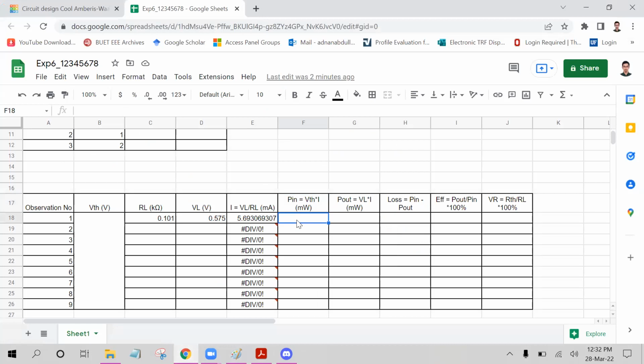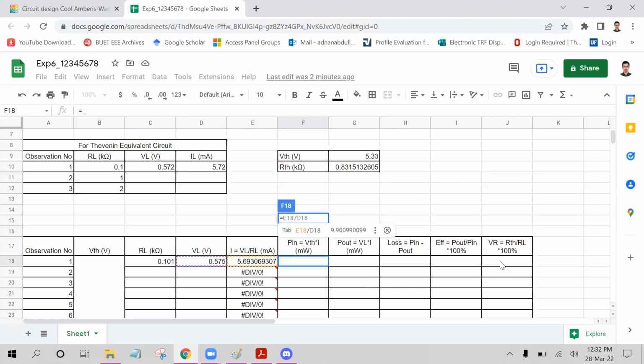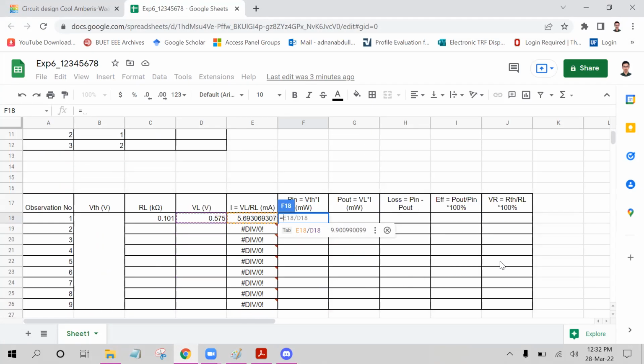Now let me write the Excel function. First put an equal sign. Then what was my Thevenin? 5.33. Okay, so I'm just manually writing 5.33 into IL. Please observe that IL will be a variable for each of your observation. So where we can find the IL? In this cell. So I'm clicking on the cell, press enter, and this is my input power, 30.3 milliwatt.